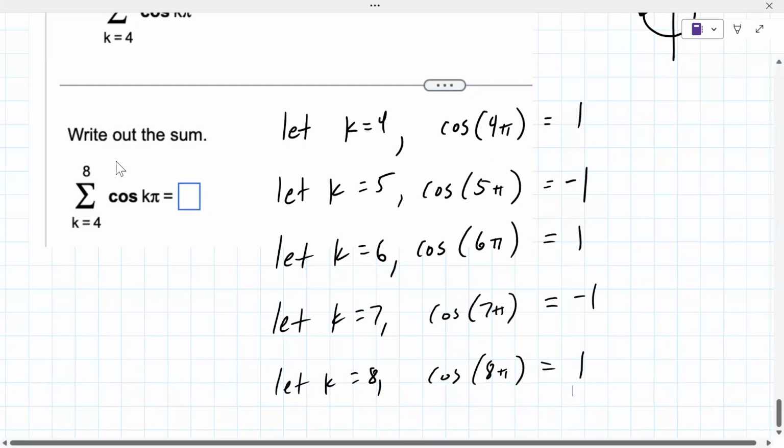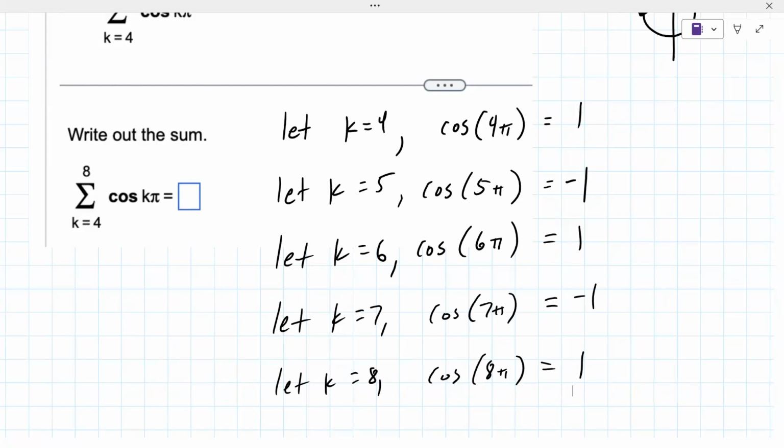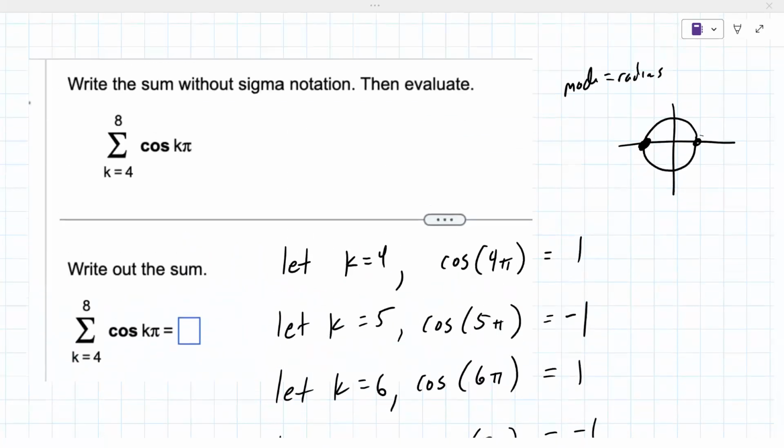Okay, now write out the sum. What I don't know is if it wants this column or if it wants this column. So let me check the wonderful internet and see if I can find that out for you, because I don't know what it wants. Sum without sigma notation, then evaluate.